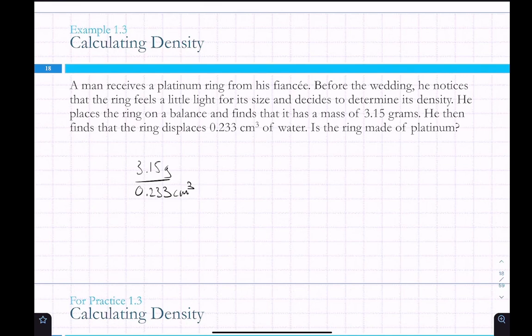I think 3.15 divided by 0.233. So just to see it, this is going to be 13.5 grams per centimeter cubed. So does that mean it's made out of mercury? Oh yeah, that's right. When I was doing this one earlier, I was like, oh yeah, that's the density of mercury. There's got to be something else.